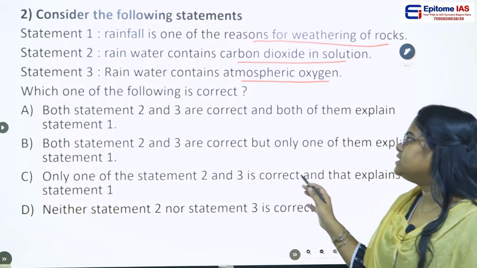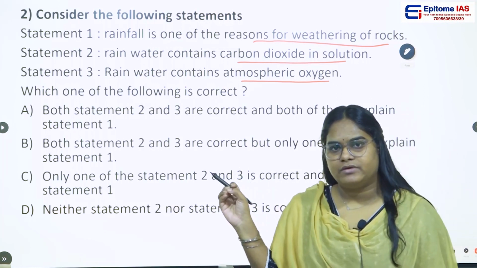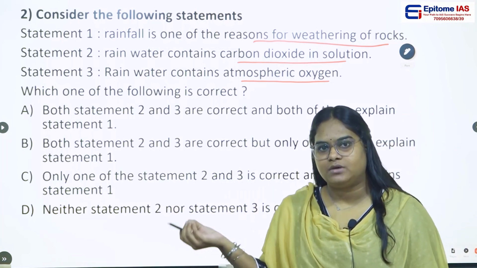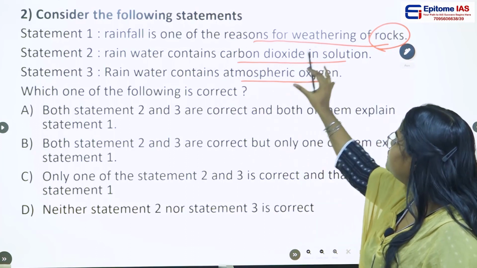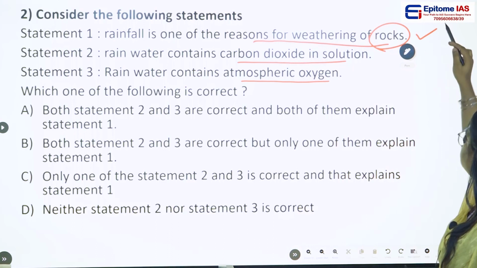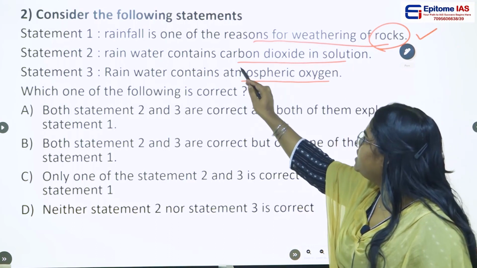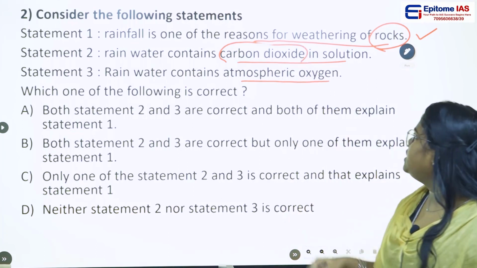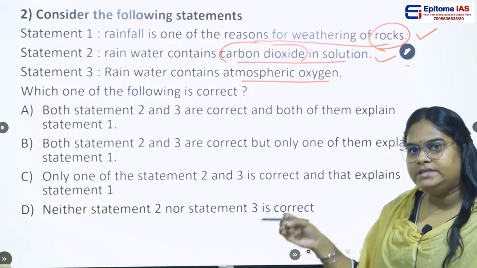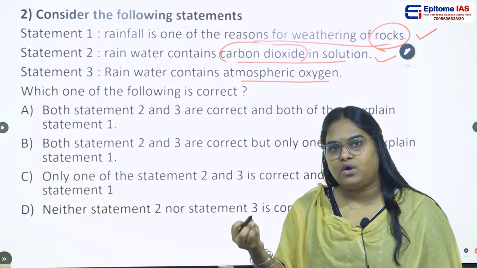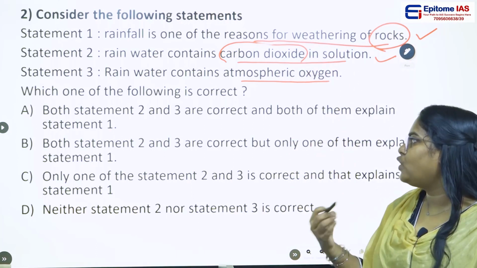If you see the rainfall, it also causes some of the weathering, we can say the chemical weathering of rocks. So the first statement, rainfall is one of the reasons for weathering of rocks. Yes, this statement is correct. If you see statement 2, rainwater contains carbon dioxide in solution. Yes, this is also correct. Rainwater contains some carbon dioxide in it, and it actually causes the weathering of rocks.